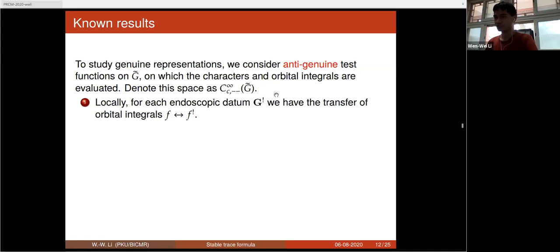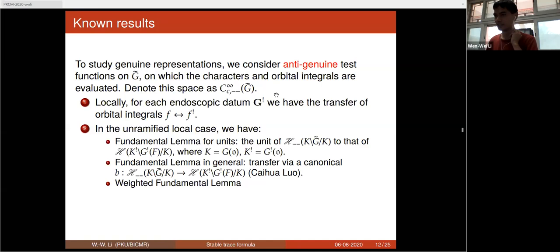Some condition of equivariance. So the first non-trivial result, I mean the result in my thesis 10 years ago, says that the endoscopic transfer of test functions is known. This is the known result. Also, in the unramified case, we have the fundamental lemma for units. That means the unit of the anti-genuine Hecke algebra is transferred to the unit of the endoscopic analog.